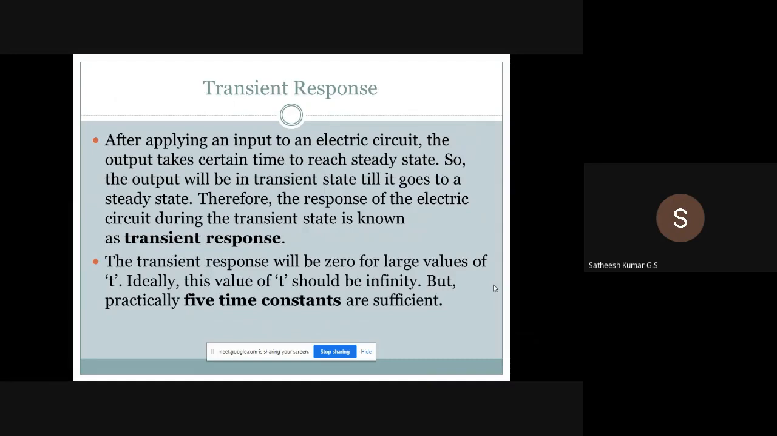After you give the input, it will take some time. It will change from the original input to some other values, depending upon the sudden input changes, and it will respond. That is called a transient response. Maybe the transient response will be zero for a large value of t. If the time value increases, the transient will be zero. Ideally, this value of t should be infinite, but practically five time constants are sufficient for analyzing.